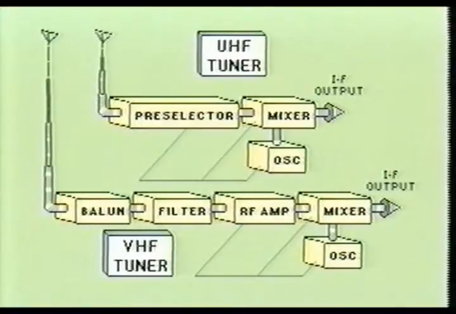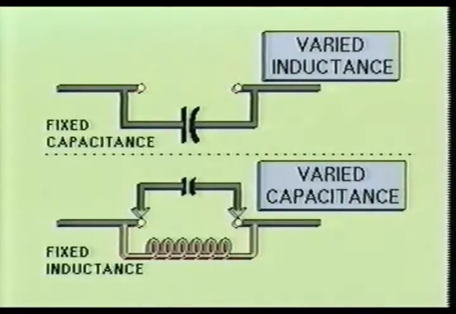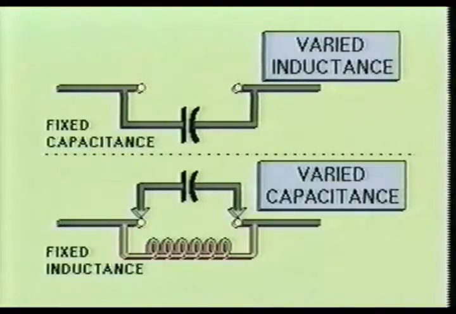You will examine both types of channel selection devices. Changing channels may be accomplished in one of two ways. You can change the inductance of the tune circuit while leaving the capacitance fixed, or you can change the capacitance while leaving the inductance fixed.